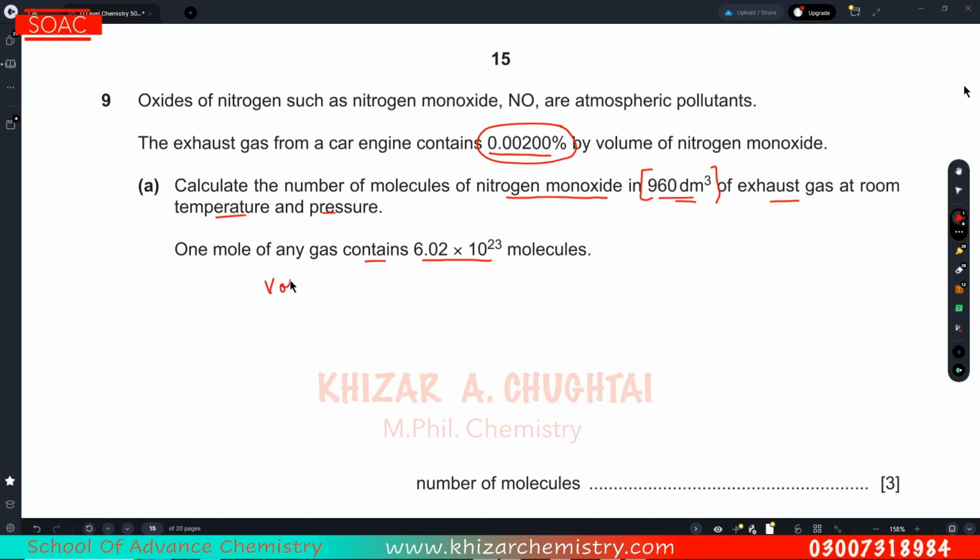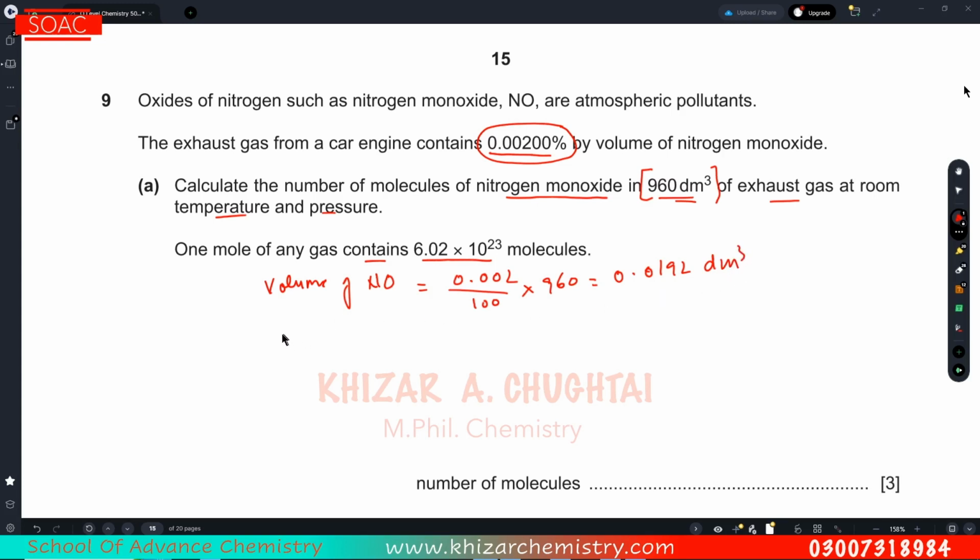First of all, the volume of NO, nitrogen monoxide, will be 0.002% of 960, and that is equal to 0.0192 dm cube.